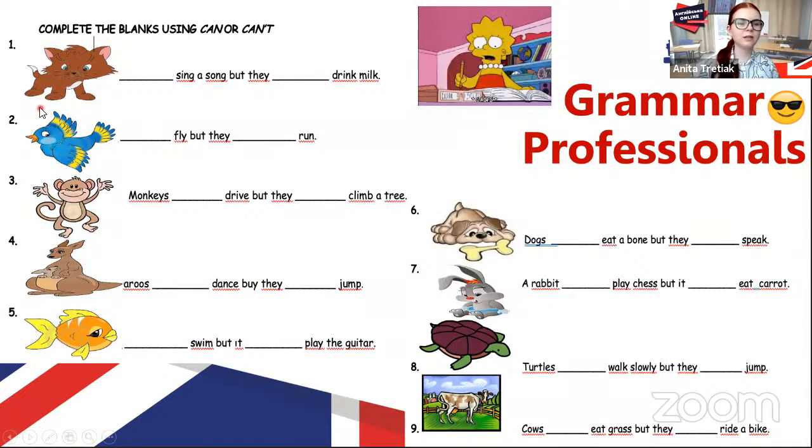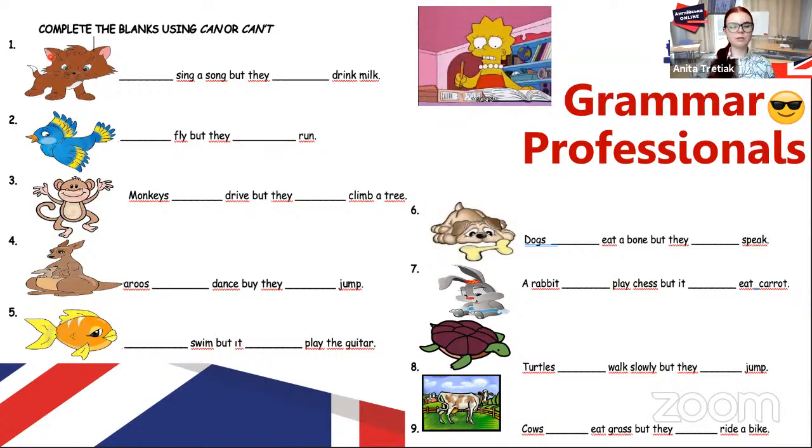The first one, it's a cat. So a cat, sing a song, drink milk. Write in the chat number one and write what you think this animal can or can't do. So can this cat sing a song, and can cats drink milk? Send your answers there. Right then, waiting for your replies.